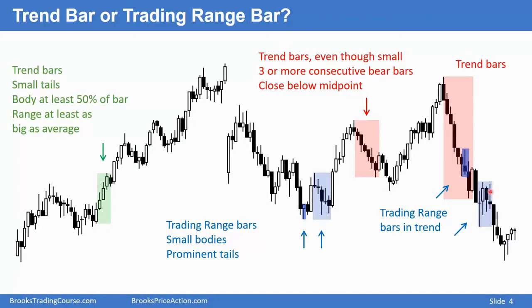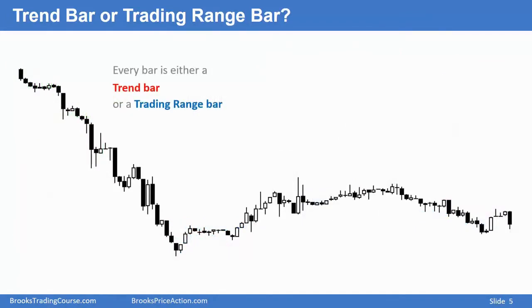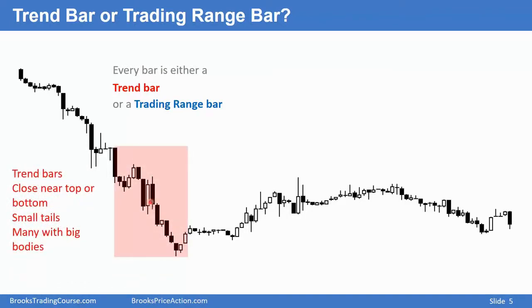We paused. It's a pause. It's a trading range. A pullback. Remember, a pullback is a small trading range. And a pullback often is made up of trading range bars. Now, every bar is either a trend bar or a trading range bar. Trend bars close near the top or the bottom. They have small tails, and many of them have big bodies. We have a bull trend bar here and a bear trend, and then a series of bear trend bars. And then trading range bars start to become more prominent when the market feels complacent. There's no sense that the price is particularly wrong. There's no sense of urgency that the price has to quickly go to a better location, like in here.